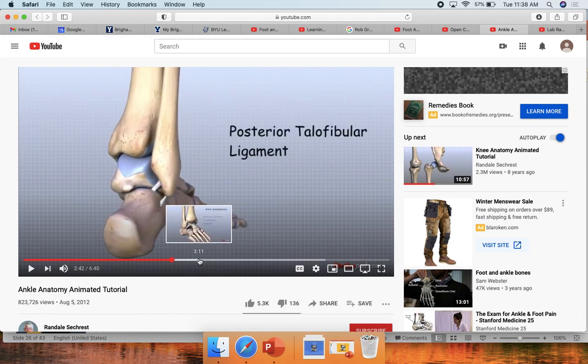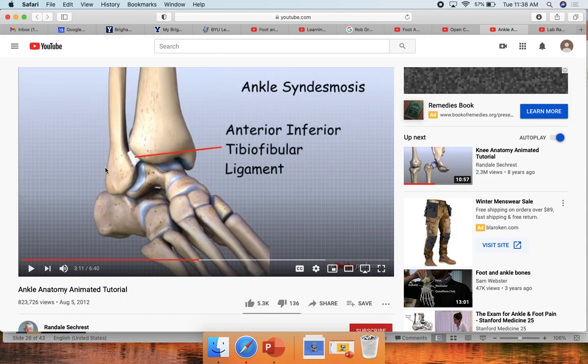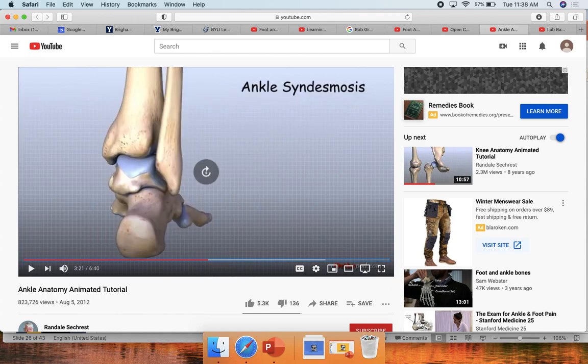And then the last ones are simply these, the high ankle sprain ligaments, or these tibiofibular ligaments: the anterior inferior tibiofibular ligament, and the posterior inferior tibiofibular ligament, along with the transverse ligament. Those are the ligaments that I expect you to know for class, and that's a short review of those.